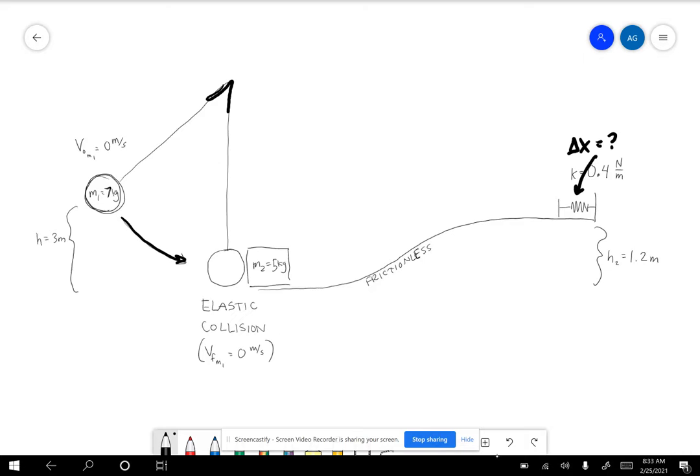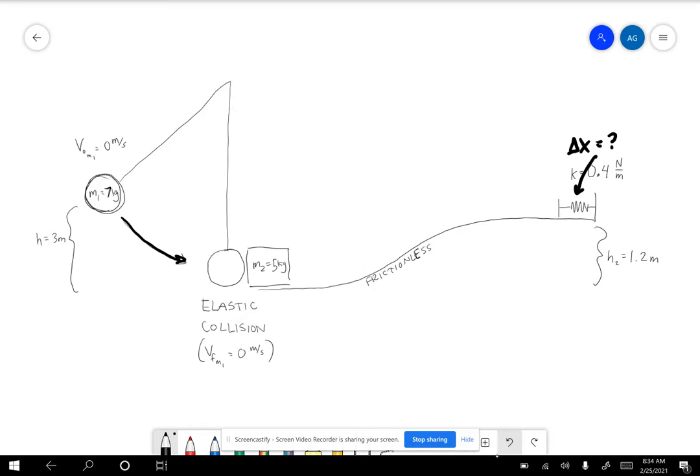Notice that the final velocity of the ball here is 0. So it transfers all of its energy, because it has no kinetic energy at the end, into this block, which runs up a frictionless surface, goes up a height of 1.2 meters, and then runs into a spring.